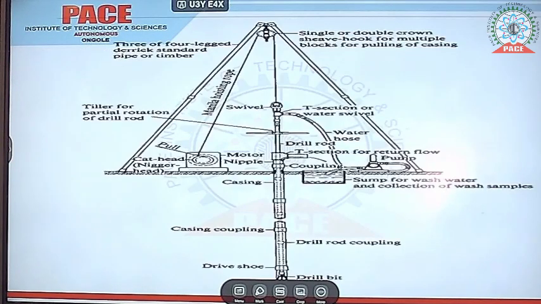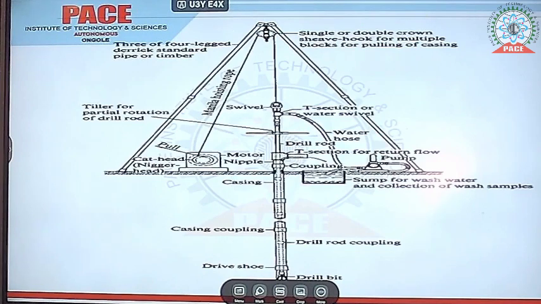This is a picture. You can see the drill bit and how it works, and how the water is set during the drilling process.